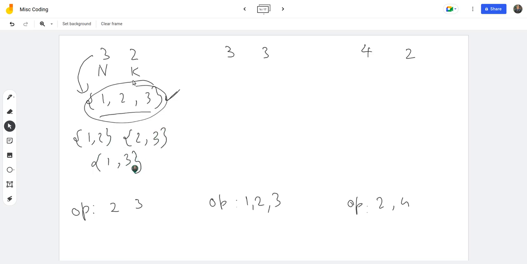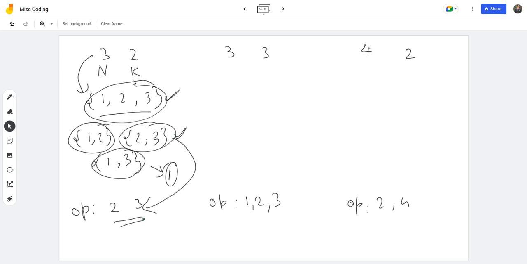And you observe the GCD of each of these sets. The GCD of each of these three sets is 1 only. So that is the maximum GCD that we can get by picking any subset of size 2. They have mentioned clearly in the problem statement that if there are multiple answers, then we can print any of them. In this case, they have chosen the second one, and printed that as the answer.